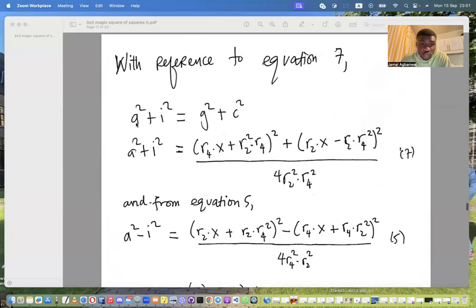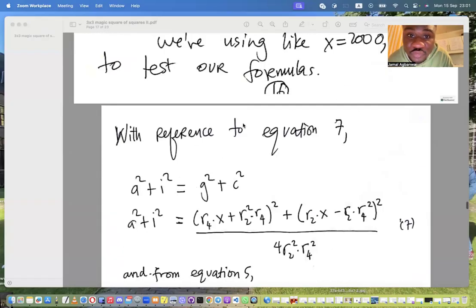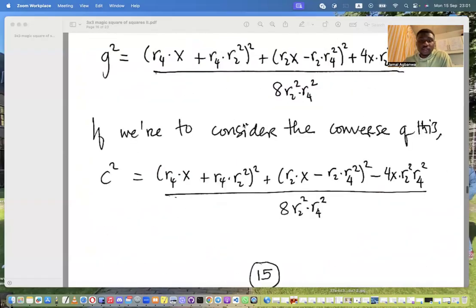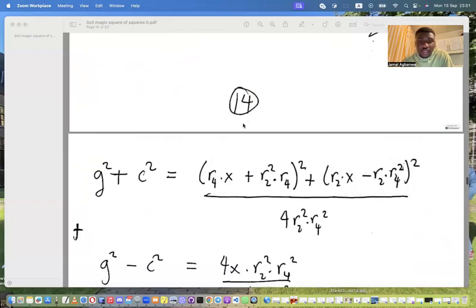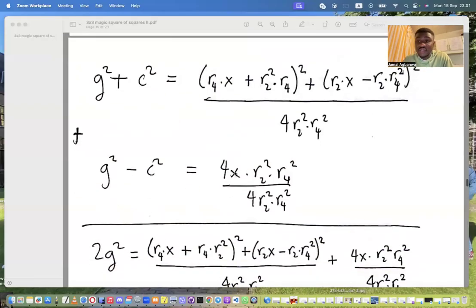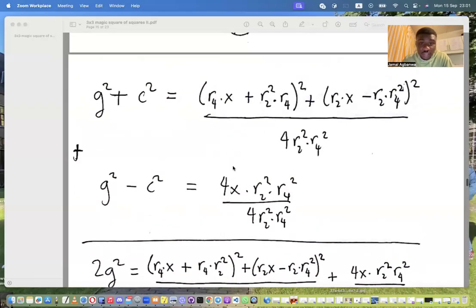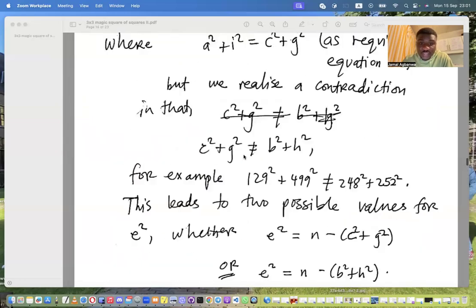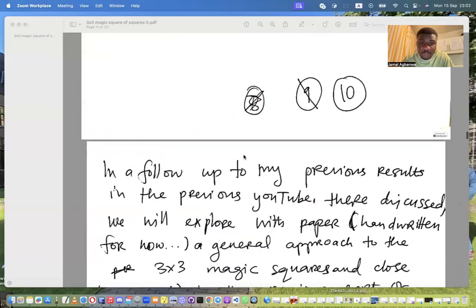So these were some results we had: a squared plus i squared equals g squared plus c squared, based on our previous substitution over here. If I have not explained it well enough, how we got this simultaneous equation is the fact that we went here.